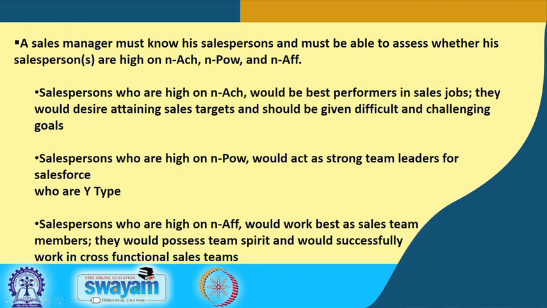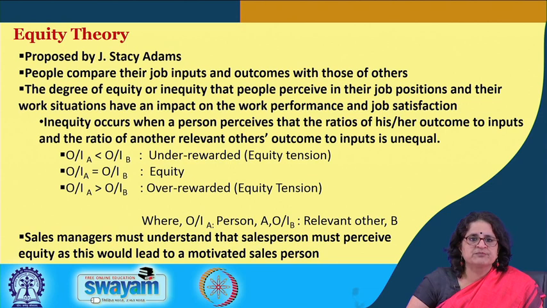Salespersons who are high on need for achievement would be the best performers in sales jobs. They would desire attaining sales targets and should be given difficult and challenging goals. Those who are high on need for power would act as strong leaders for the sales force. They would be very strong team leaders, and salespersons who are high on need for affiliation would work best as sales team members. They would possess team spirit and would successfully work in cross-functional teams.